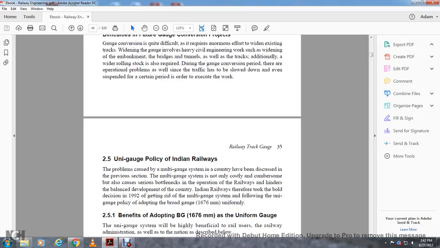2.5 Uni-gauge policy of the Indian Railways. The presence of multiple gauges in the railway system of the country, as discussed in the previous section, is not only costly and cumbersome, but also causes serious bottlenecks in the operation of the railways and hinders the balanced development of the country. Indian Railways therefore had to be built.